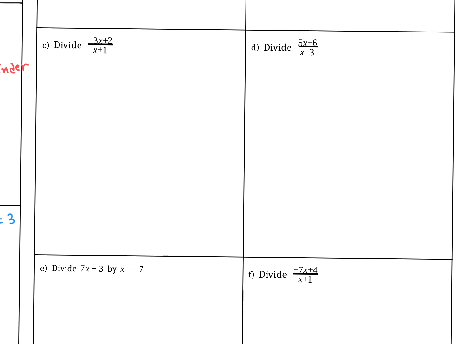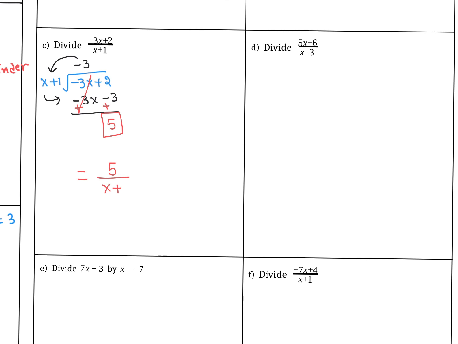For letter C, you're going to divide negative 3x plus 2 by x plus 1. You need negative 3x, so you decide to multiply by negative 3. When you multiply this by negative 3, you get negative 3x minus 3, and then you're going to change the sign. This is positive and this is positive. 3x and negative 3x cancel. You get 5 as a remainder. Your answer is 5, remainder over divisor plus quotient.